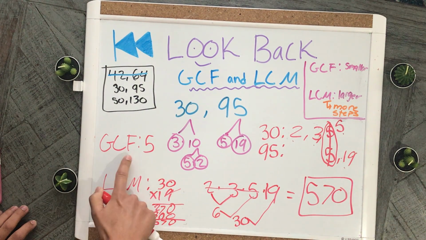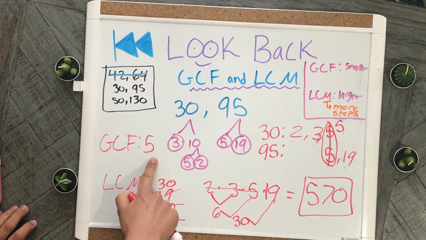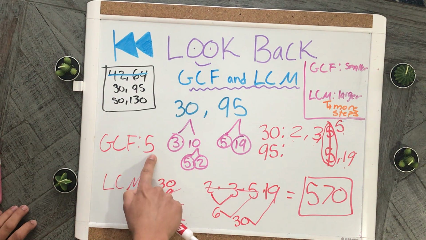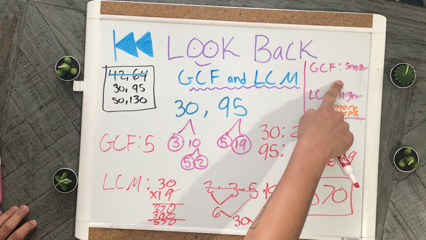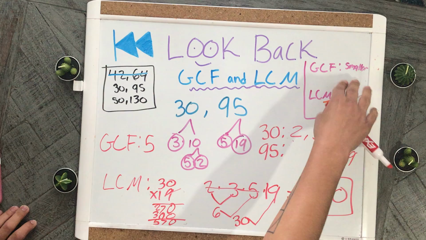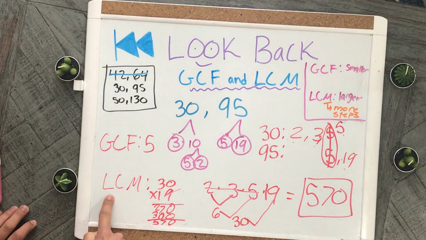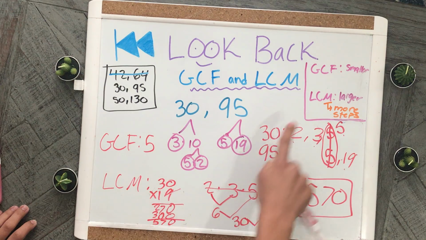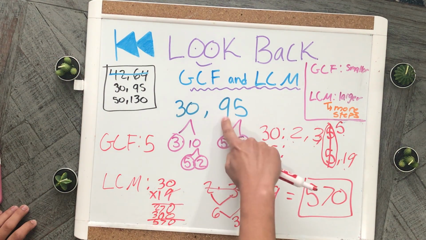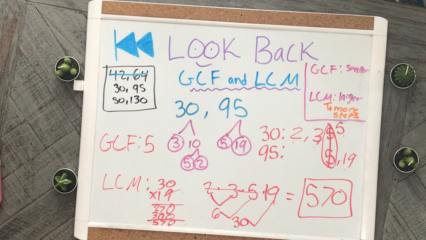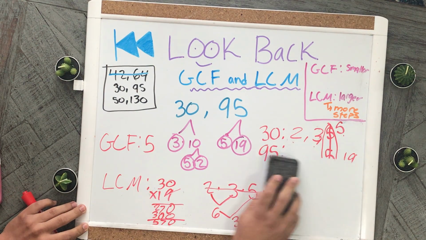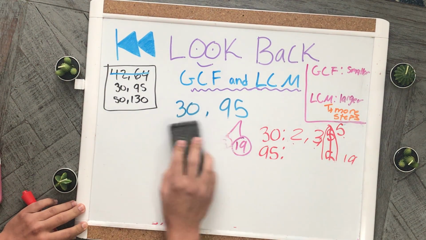As opposed to the greatest common factor, that was only 5. Again, your greatest common factor is going to be smaller or equal to the numbers we're looking for, whereas your least common multiple will be at least the numbers we have or larger, okay? So hopefully you're getting a good idea. Now let's work on this last example here, okay?